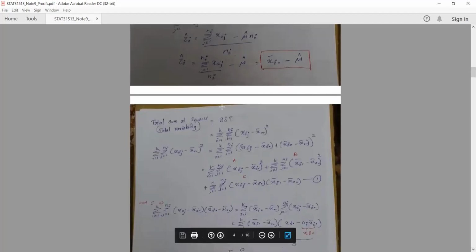So we denote it by SST. I have told you earlier also, you can use different notations, whatever notation you are comfortable with. When you take the total sum of squares, we are looking for the total variation.